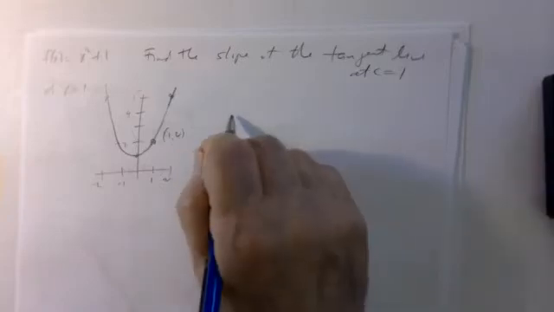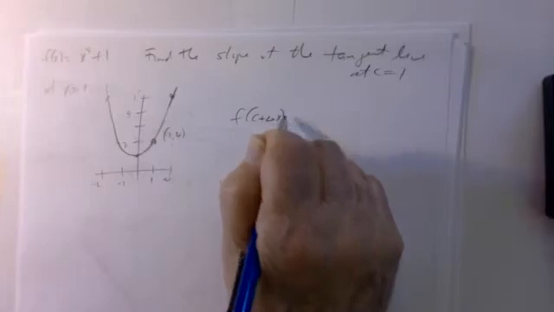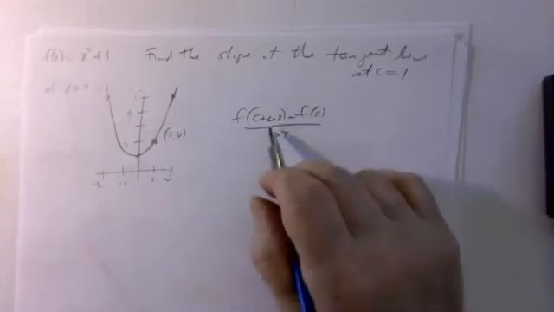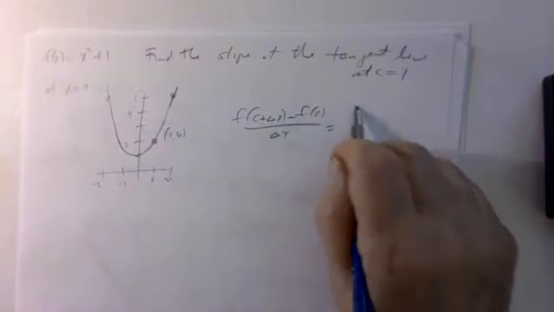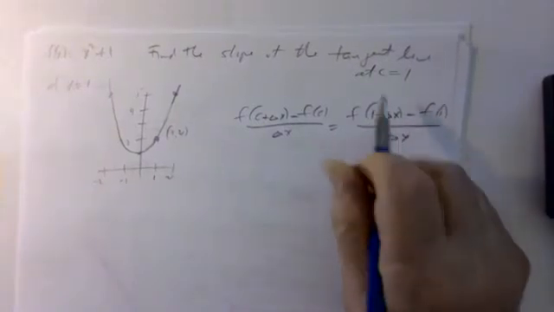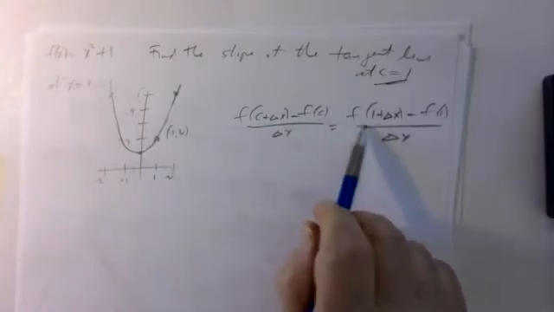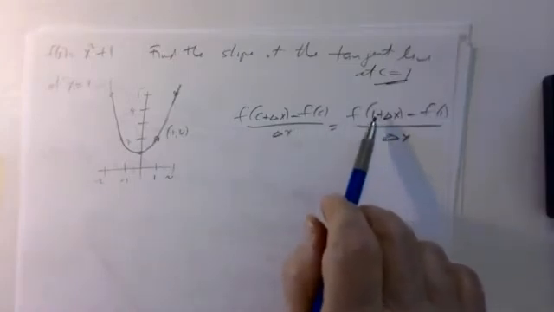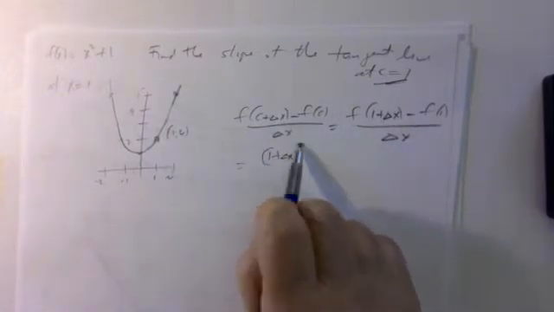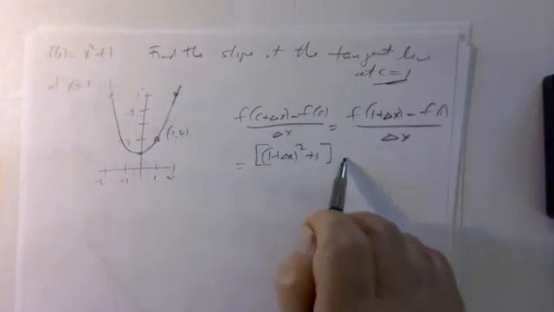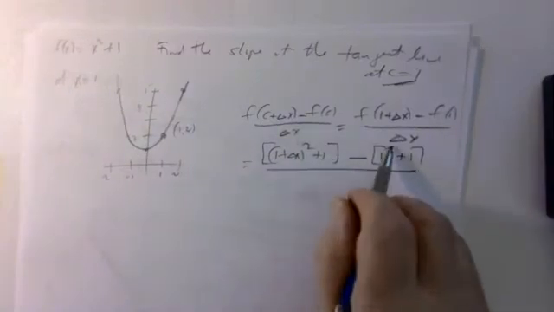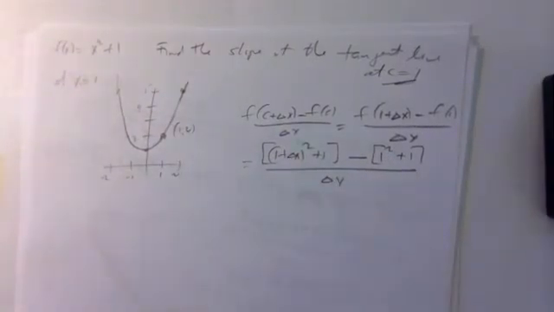I take f of c plus delta x minus f of c over delta x. What is that? C plus delta x, that's 1 plus delta x, minus f of 1 over delta x, because I'm choosing c equal 1. My function is the argument squared plus 1. So this is 1 plus delta x squared plus 1 minus 1 squared plus 1 divided by whatever delta x is.